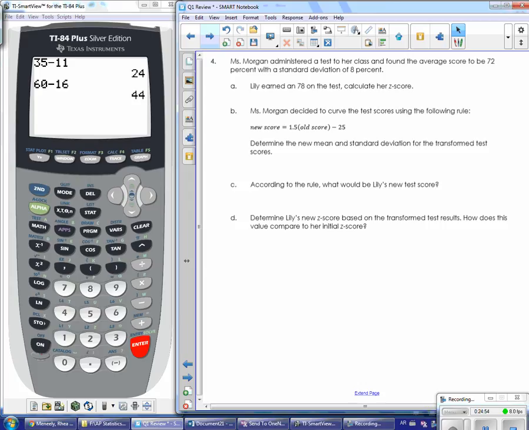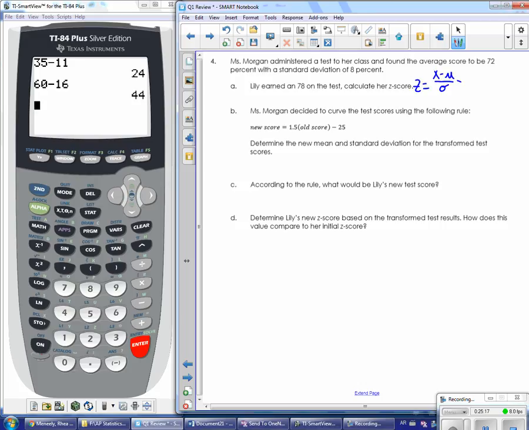Okay, number 4. This gets into chapter 2 now. It says, Miss Morgan administered a test to her class and found that the average score was 72% with a standard deviation of 8%. Lily earned 78 on the test, and you're asked to calculate her z-score. So remember, a z-score is determined by taking the observation minus the mean over the standard deviation.